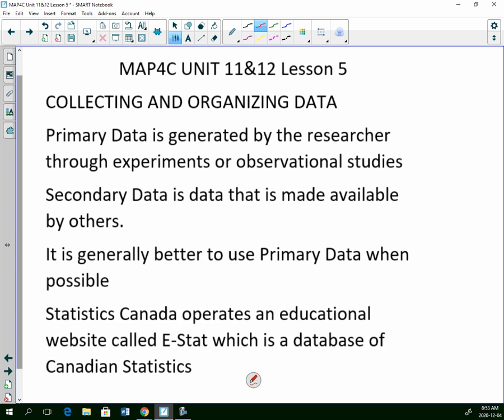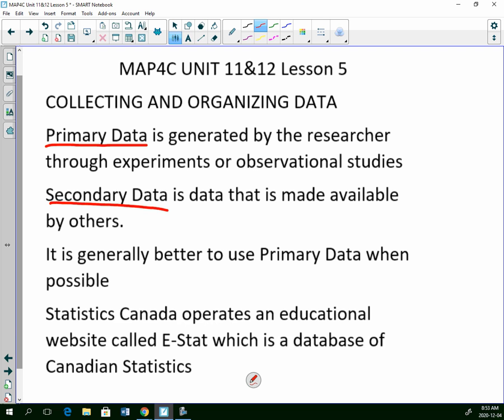So a lot of this lesson today is about collecting and organizing your data. So once you have figured out a survey, right? So we talked about surveys the other day and what we want to look for and what makes a good survey. One thing they talk about is primary data and secondary data. So primary data is data that you collect yourself, right? So maybe you do a survey in the school, you ask people directly, and you're collecting or observing the data. Secondary data is data that you are going to get from somebody else, right?